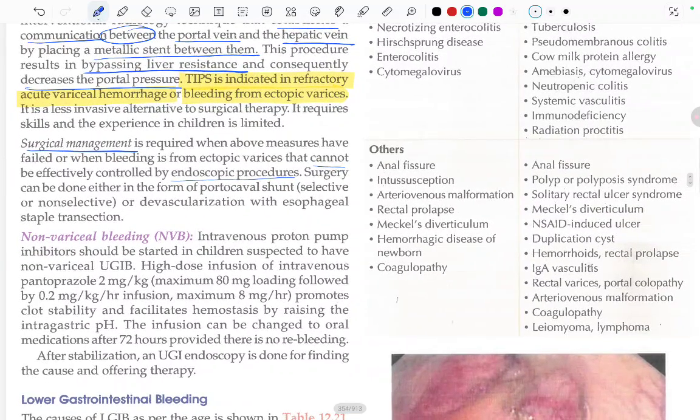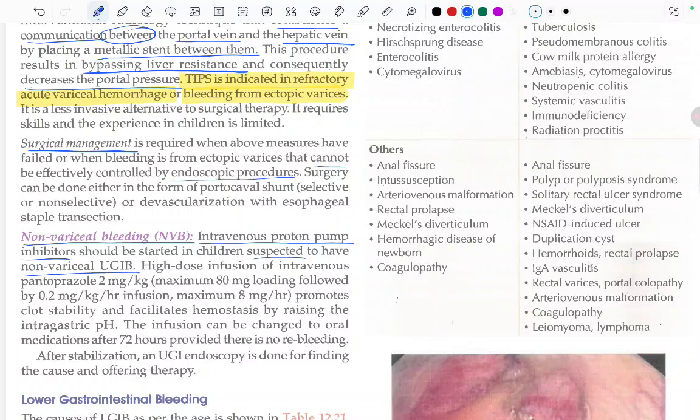Now coming to the non-variceal bleeding. Intravenous proton pump inhibitor should be started in children suspected to have non-variceal upper GI bleed. IV PPIs should be started in children in whom we are suspecting what? This non-variceal upper GI bleed, and high dose infusion of the IV pantoprazole 2 mg per kg, maximum 80 mg loading, followed by 0.2 mg per kg per hour infusion and maximum 8 mg per hour, promotes the clot stability and facilitates the hemostasis by raising the intragastric pH.